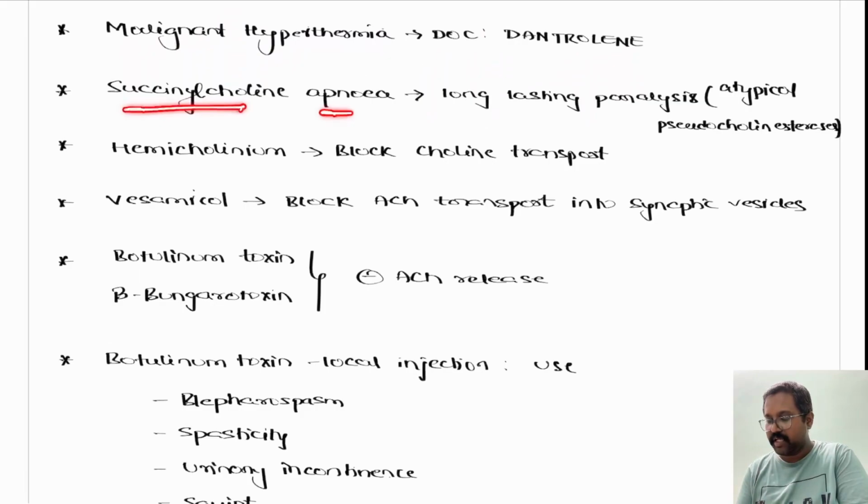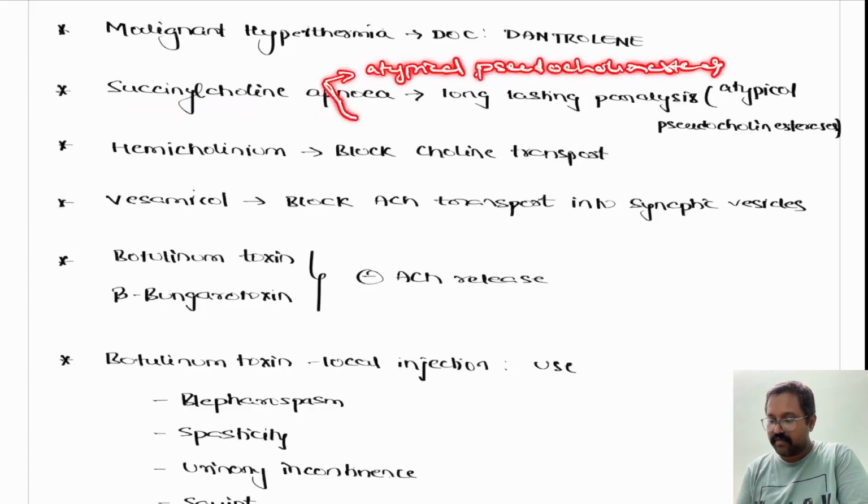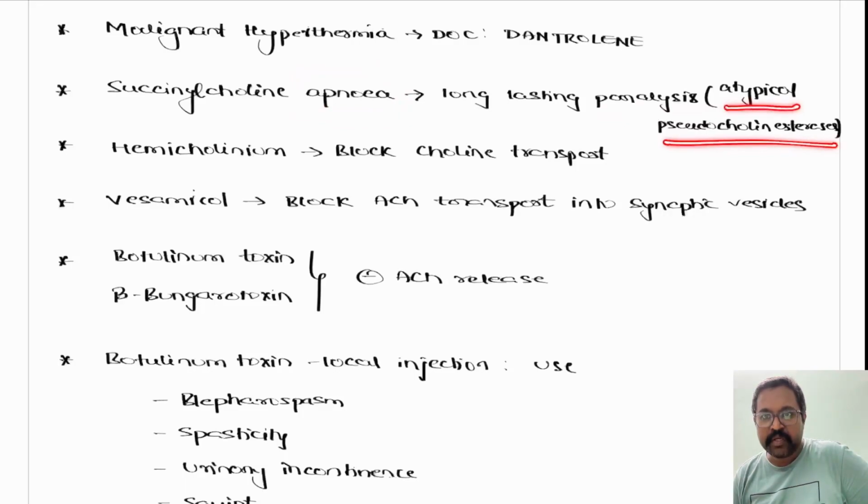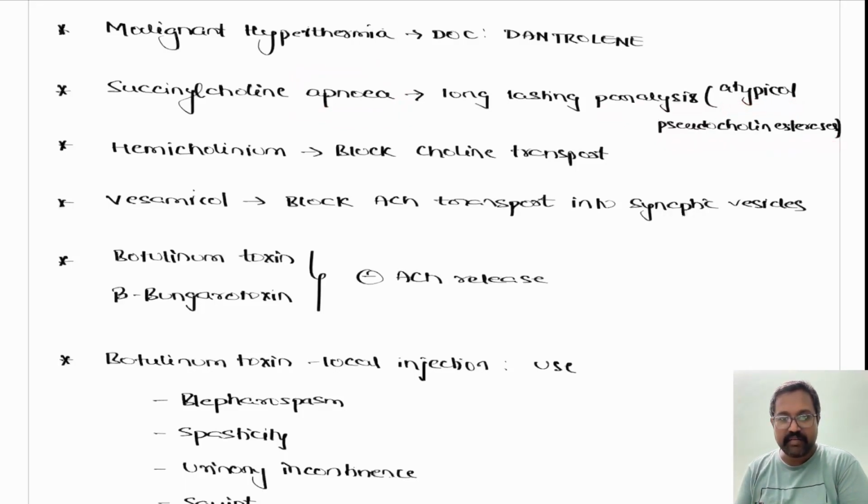Next we have succinylcholine apnea. Succinylcholine apnea occurs in atypical pseudocholinesterase, or if there is a deficiency of pseudocholinesterase. Thereby succinylcholine metabolism is reduced and succinylcholine acts for a long period, which causes paralysis, leading to difficulty in breathing. Otherwise succinylcholine is degraded very quickly, within seconds, but in atypical individuals this can lead to succinylcholine apnea.